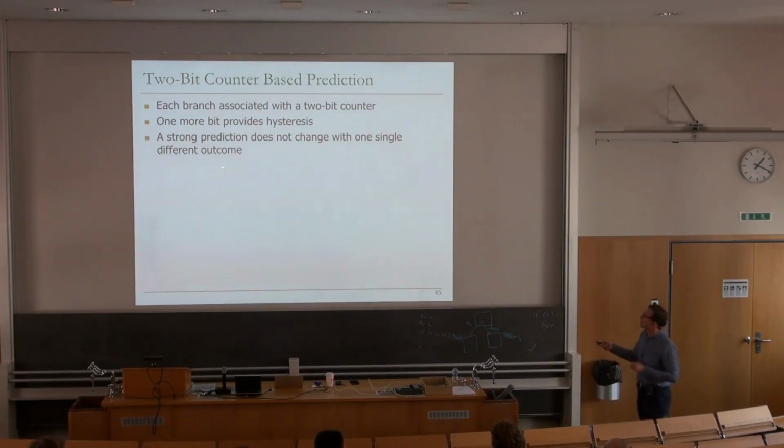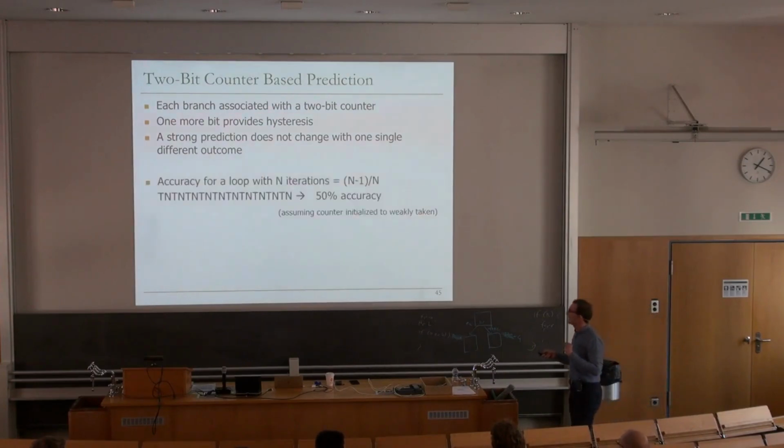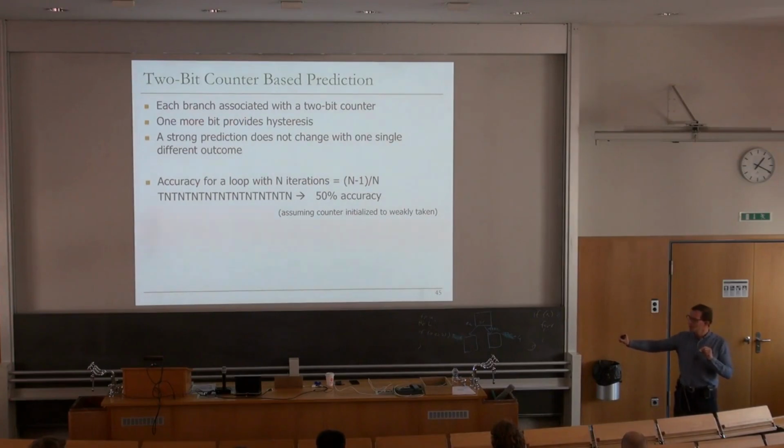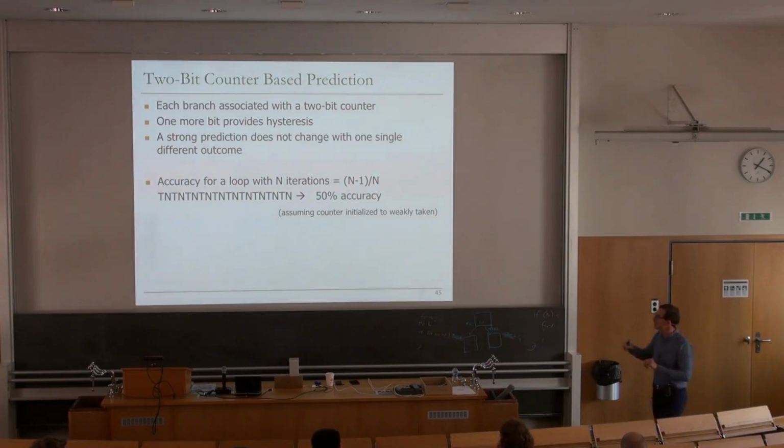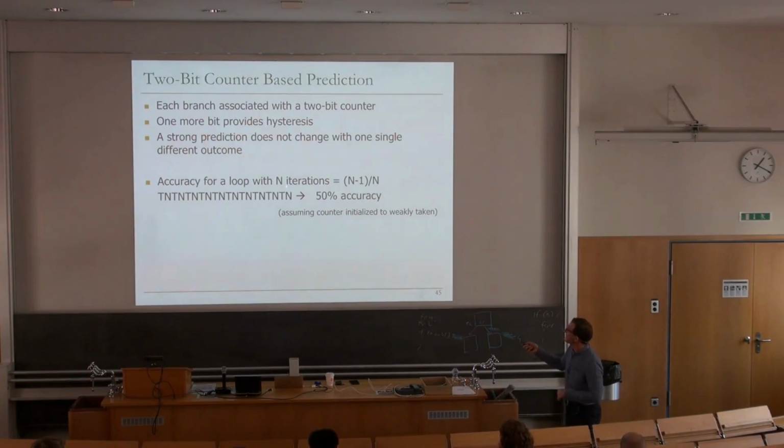A strong prediction does not change with 1 single different outcome. That's the key idea. If you got into a state where you have a strong prediction, you need to see at least 2 opposing outcomes. But then there's also a weak prediction where you may change your mind, actually. So we'll see that in a little bit. So here, for example, if this is our loop with n iterations, and assume that we're initializing our counter to weakly taken, so you get basically 50% accuracy over here.